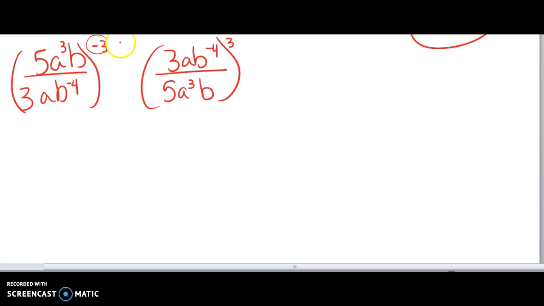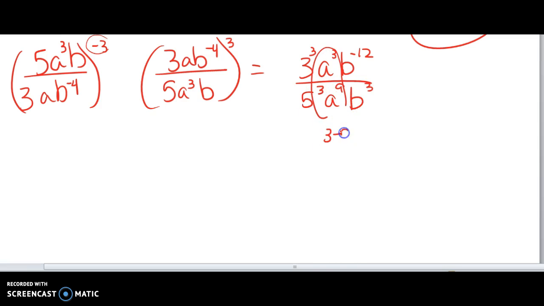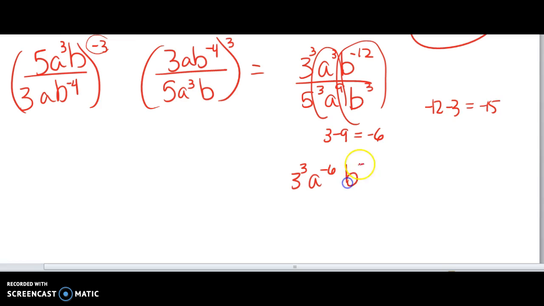Now the reason you can go from negative 3 to positive 3 is because you have switched spots, right? The bottom went to the top, the top went to the bottom, and now we distribute. 3 cubed, a cubed, b to the negative 12, over 5 cubed, a9, b3. Then you still have to do 3 minus 9, which is negative 6. And so we have 3 cubed, a to the negative 6. Negative 12 minus 3 gives you negative 15, so we have b to the negative 15 all over 5 cubed.